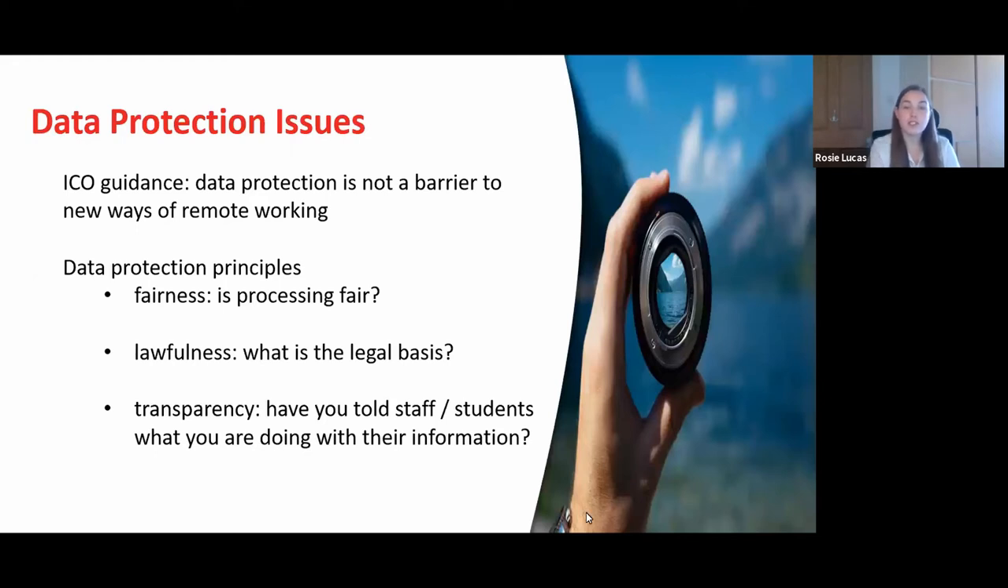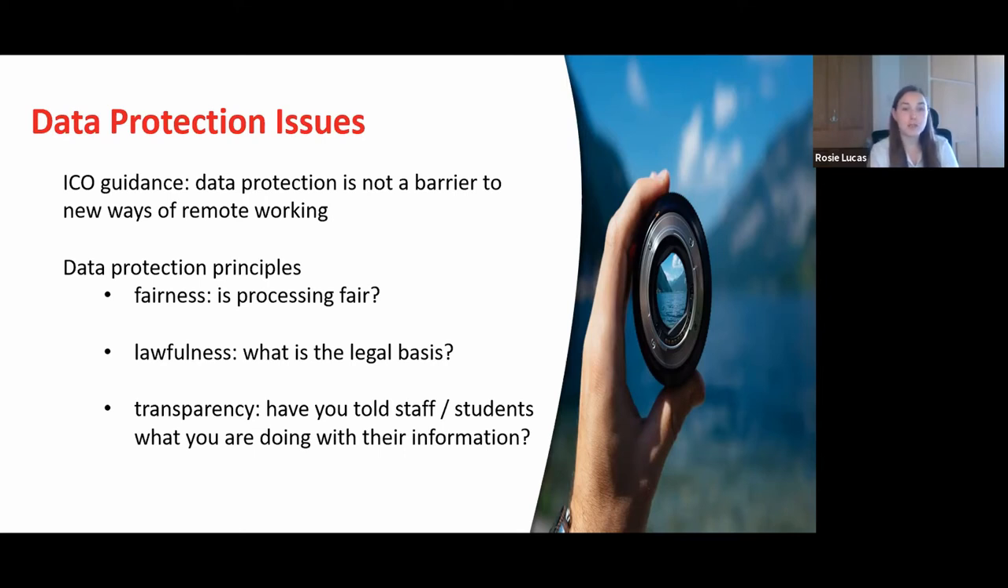So you don't need to rely on consent. As Penny's touched on, GDPR consent is hard to comply with, and it needs to be able to be withdrawn as easily as it is given. It's probably not an appropriate basis if you're recording students, and probably not available to you if you're recording staff.